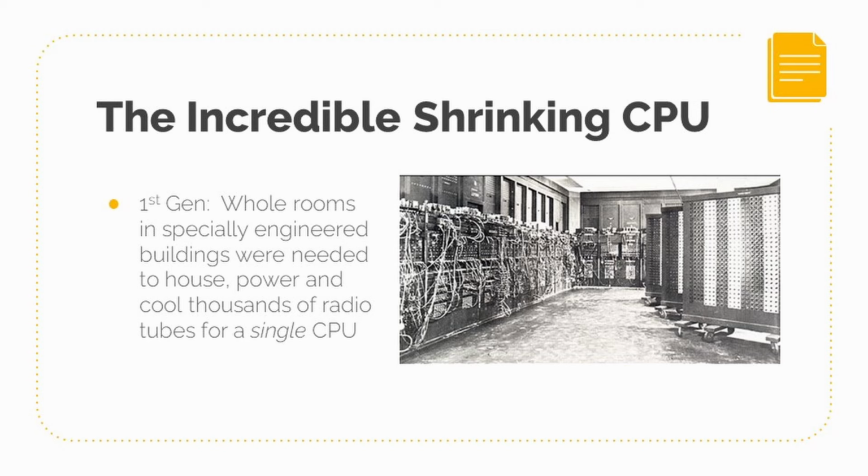These vacuum tubes were the fundamental building blocks of early electronic computers. They were large, fragile, and consumed a significant amount of power. Moreover, they generated a considerable amount of heat, necessitating extensive cooling systems to prevent overheating and ensure stable operation. These specially engineered buildings, often referred to as computer labs or computer rooms, were equipped with elaborate cooling systems, including air conditioning and ventilation, to maintain a suitable operating temperature for the delicate vacuum tubes.